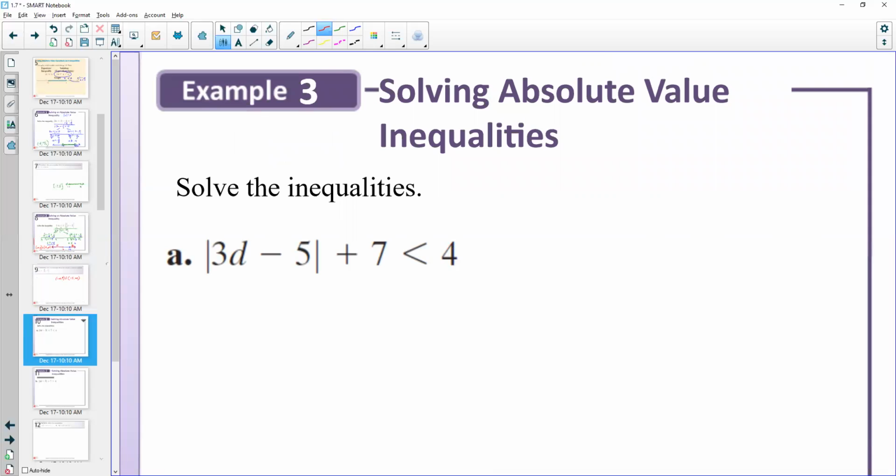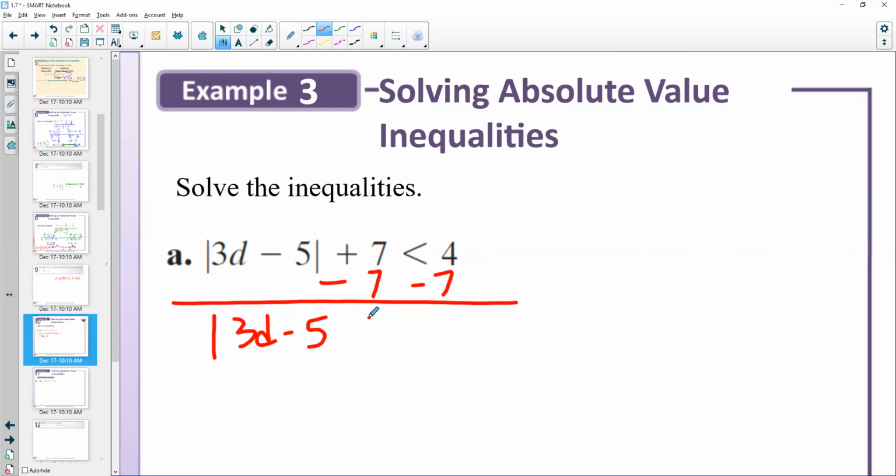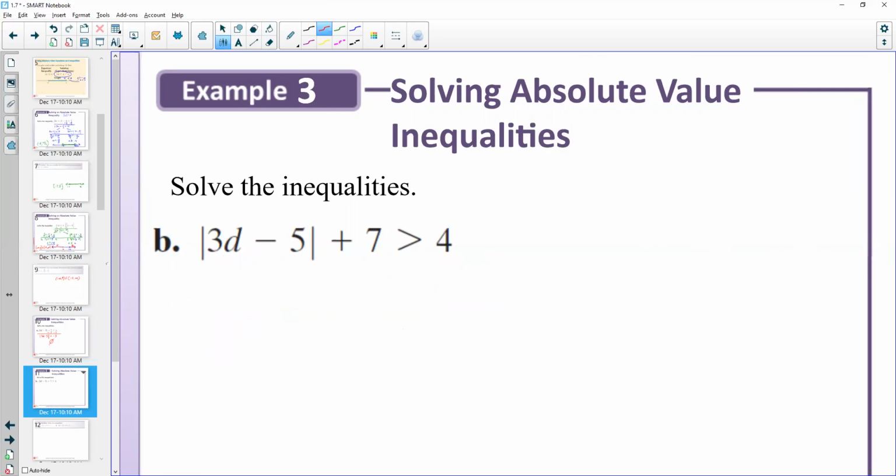Solve the inequality. So I'm going to subtract and do my job the same way. Absolute value of 3d minus 5 is less than or equal to -3. Here's the thing. Can the absolute value of something be less than a negative? Of course not. I can't get -4 out of that or -3.5. So right away, I'm not going to do any more work. I'm going to say that there's no answer here. Okay. All right. Cool.